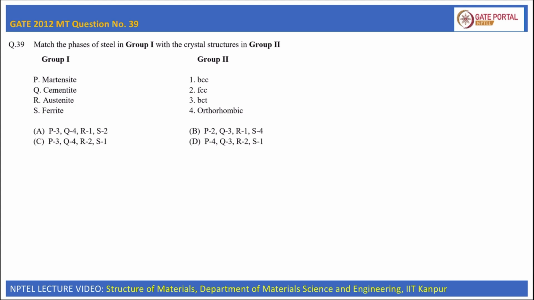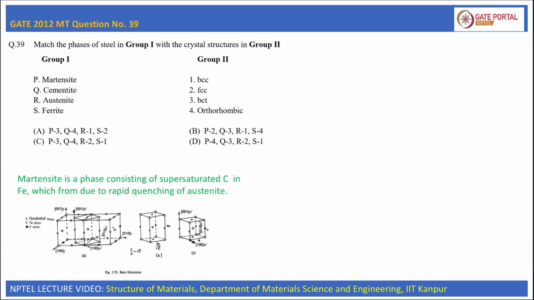So 4 different options are given. Now let us solve this question. Let us look at each phase one by one. The first one is martensite. Martensite is a phase which consists of supersaturated carbon in iron, which is basically formed when we rapidly quench the austenite below the MS temperature.